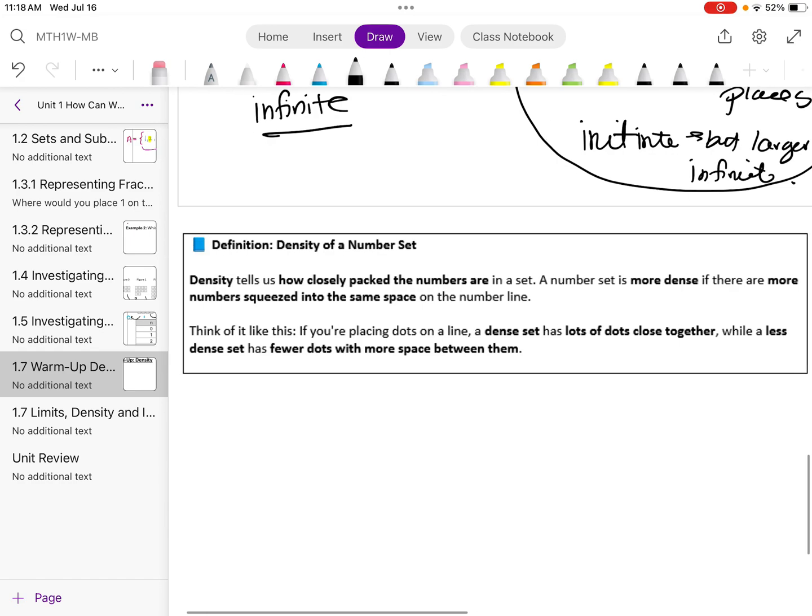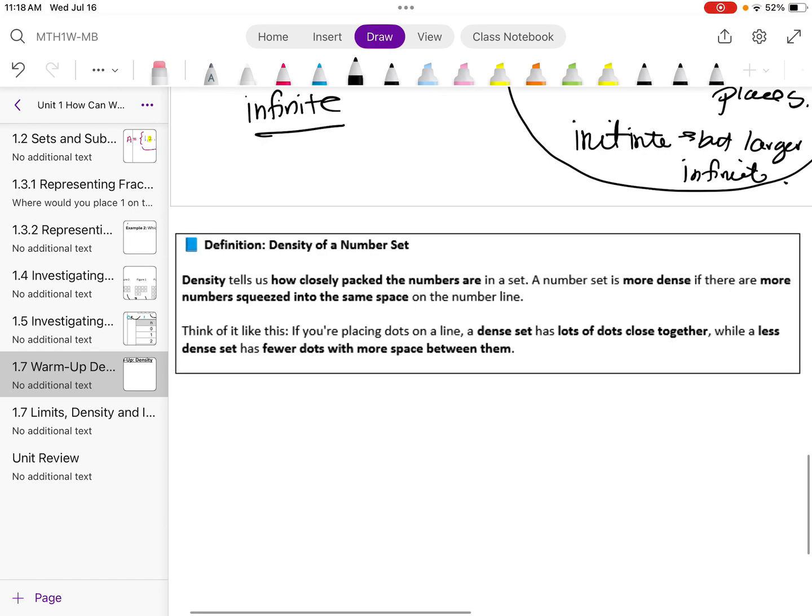Okay. What we've actually been looking at is density of a number set. So density tells us how closely packed the numbers are in a set. A number set is more dense if there are more numbers squeezed into the same space on that number line. Think of it like this. If you're placing dots on a line, a dense set has lots of dots close together, while a less dense set has fewer dots with more spaces between them.